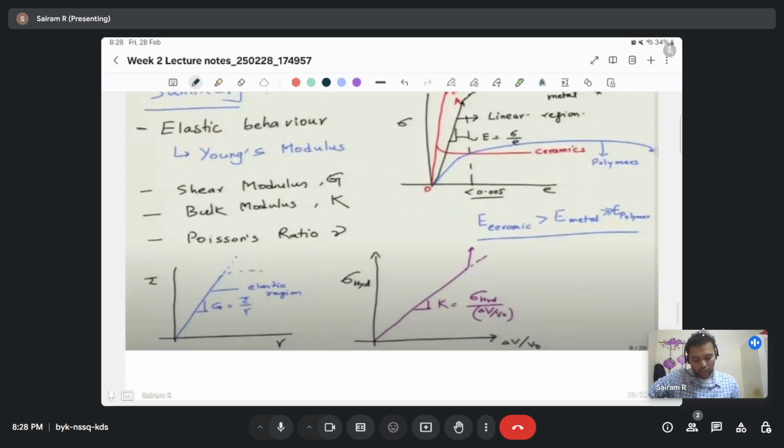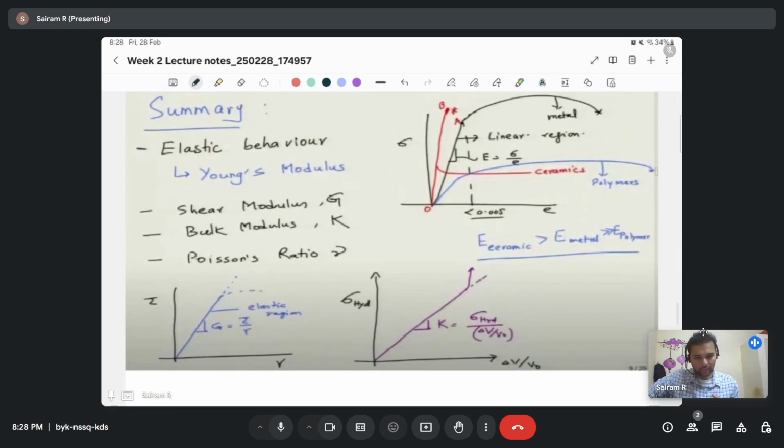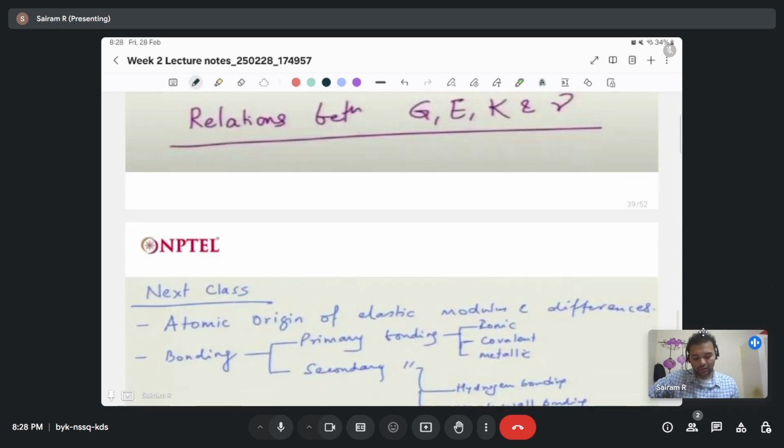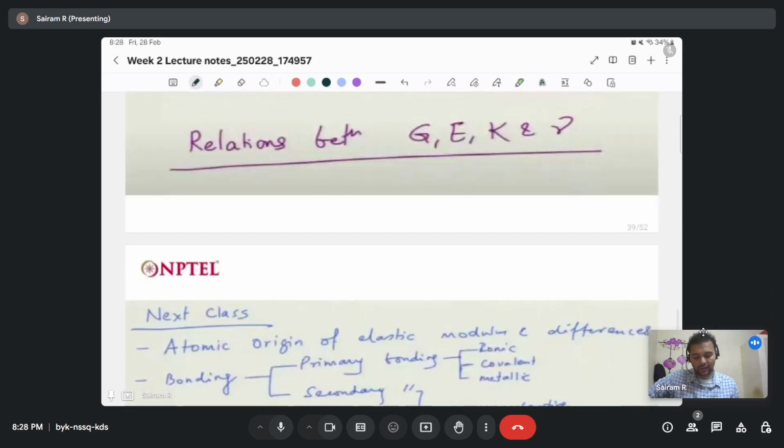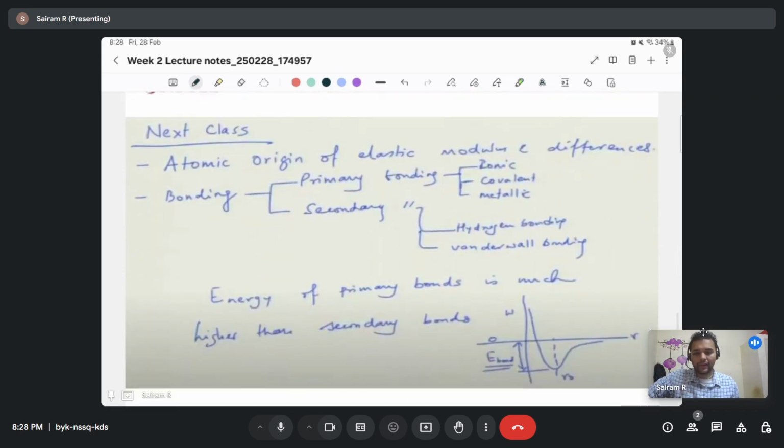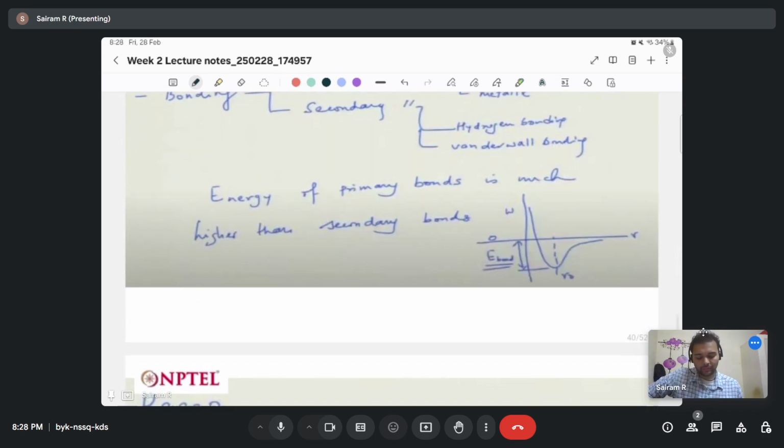So we saw how to measure and understand these quantities. We also saw the various general forms of Hooke's law. The final topic was the atomistic origin of elastic modulus and the differences between the various types of bonding, which is the primary bonding of ionic, covalent, metallic bonding, and the secondary bonding types of hydrogen bonding, van der Waals bonding, all these very weak bonds.